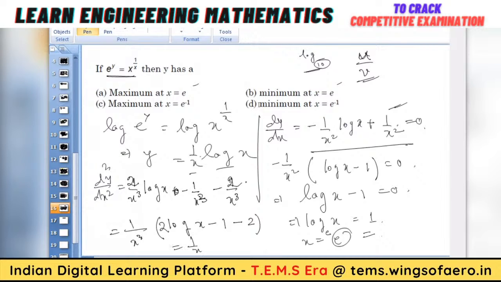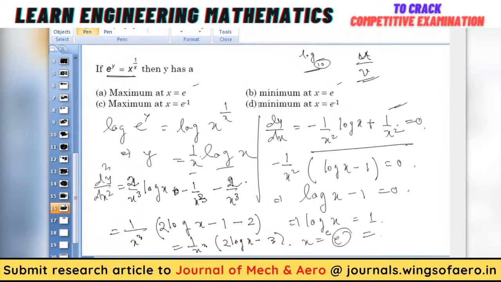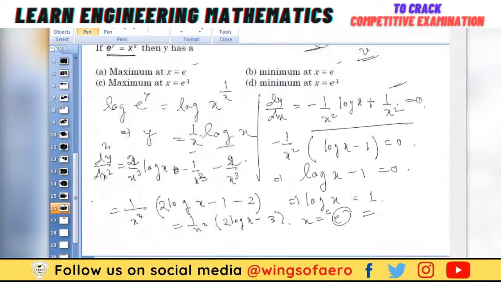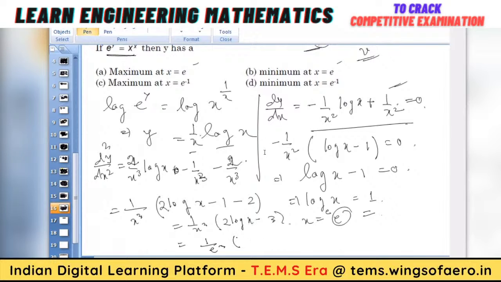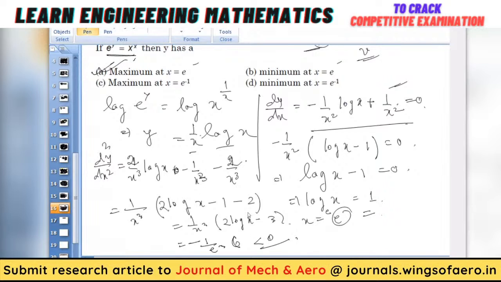So it means 1 by x cube into 2 log x minus 3. I think this is the answer. Now if I put log x equal to e, that is x equal to e, it means 1 by e cube, and log e becomes 1, so 2 minus 3. Yes, it is minus. Minus of 1 by x cube is less than 0. It means it has a maximum. Maximum at x equal to e, so a is the right answer.